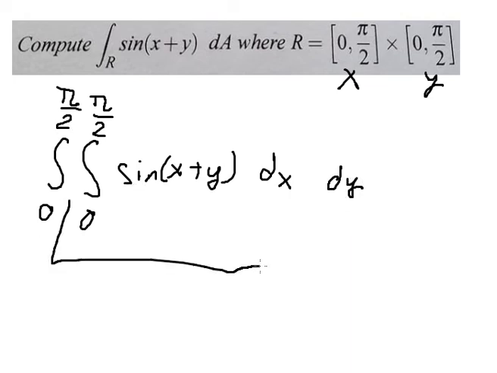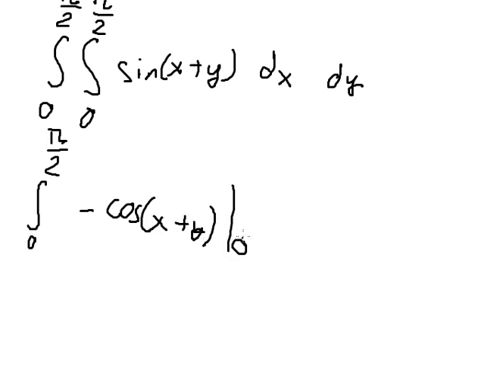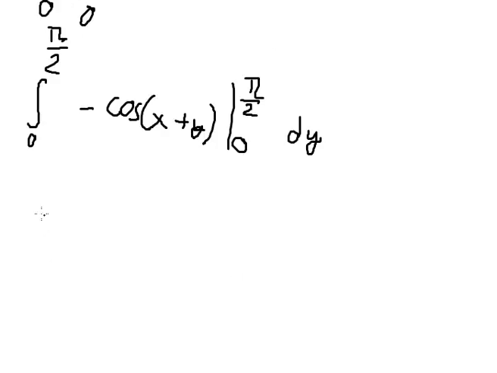Now we need to calculate this one first. Because this is about x, that means x is just like the variable, y is just like a number. The integration of sine, you get negative cosine of x plus y. And we put the bounds from 0 to b over 2, and we have dy. So we put b over 2 for x, number 0 for x.